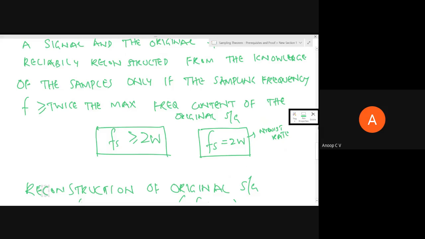So that's all we have to discuss in today's session. In tomorrow's session, we'll discuss in detail reconstruction and the sinc interpolation formula, and we'll try to solve some problems. So thank you so much.